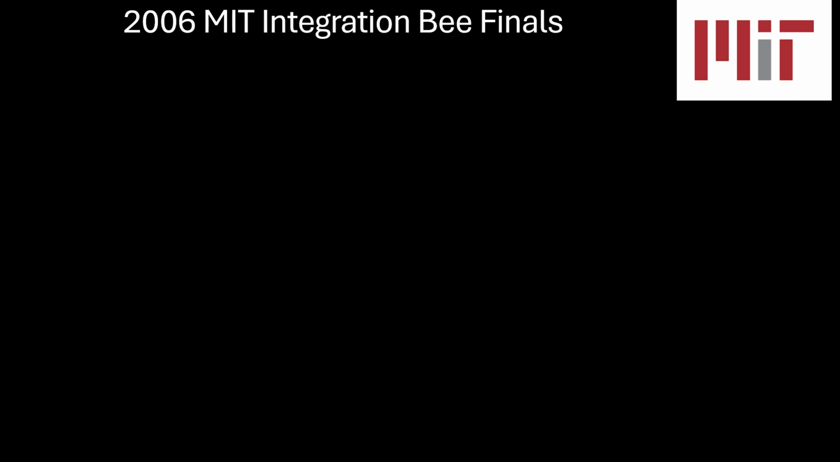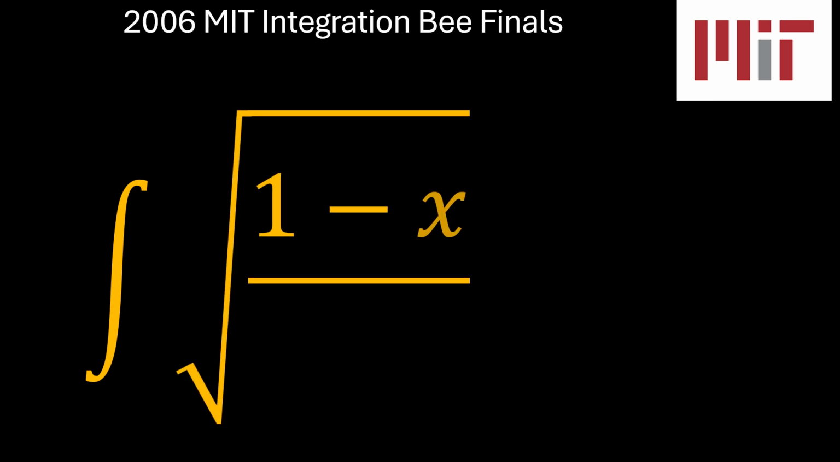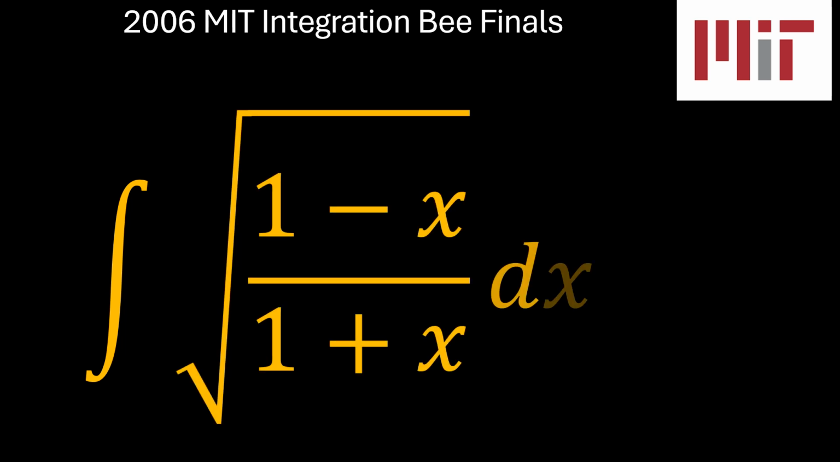So on to the second problem of the 2006 MIT Integration B finals. It's the indefinite integral of the square root of (1 minus x) over (1 plus x). So this is a fairly easy problem as well. Let's see how we may be able to solve it.